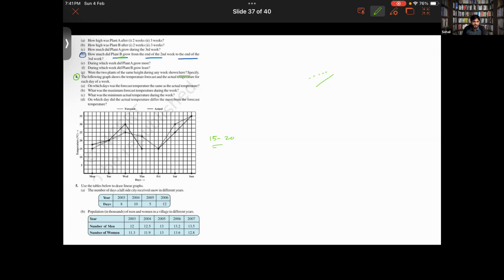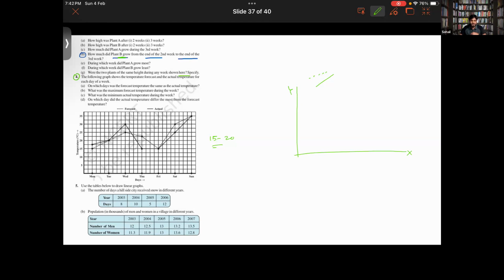Question number 5. Use the tables below to draw linear graphs. The number of days a hillside city received snow in different years. So on x-axis, you will be plotting years. And on y, you can plot days. By the way, have you bought the graph paper or not? No, sir. Not yet. Okay.